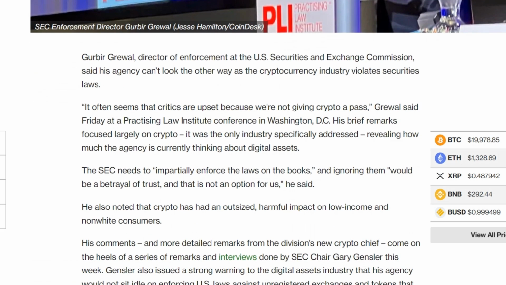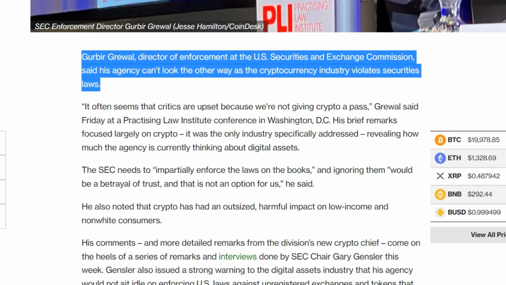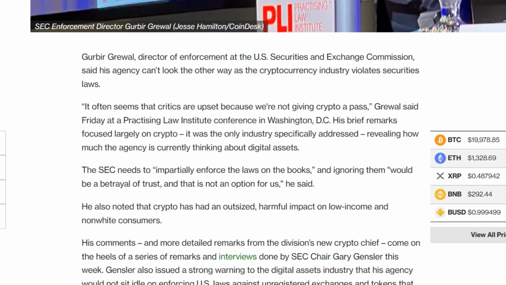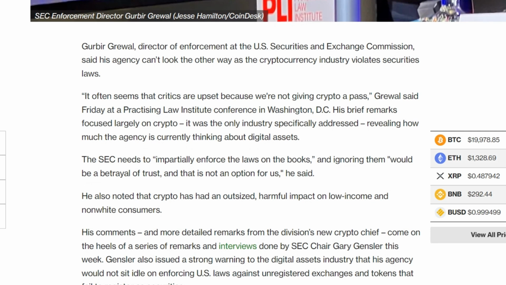The U.S. Securities and Exchange Commission, SEC, has filed several lawsuits against various firms and individuals for violating securities laws. In addition, Gary Gensler, the chairman of the SEC, made various statements about the regulation of cryptocurrencies. Attorney John Deaton has repeatedly accused Gensler of his loose interpretation of the Securities Act.